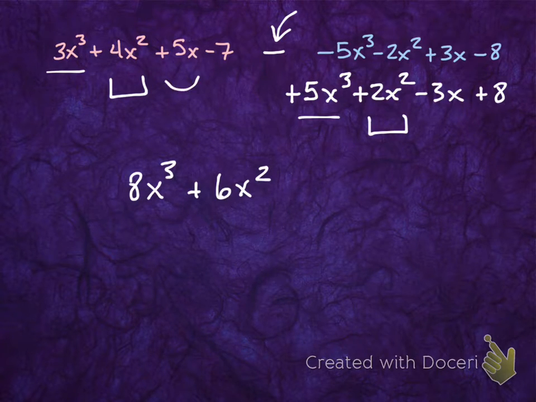We have 5x and a minus 3x. Well, 5 minus 3 is just 2, so that gives us plus 2x. And we have negative 7 plus 8. Well, negative 7 plus 8 is just 1, so we're going to have plus 1. So that's our answer, that whole big thing.